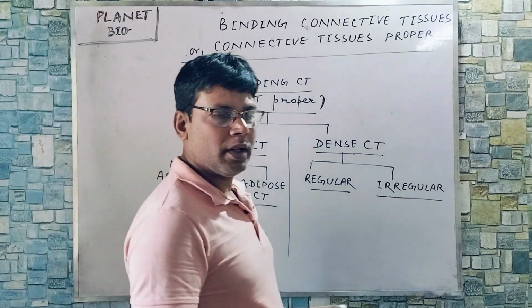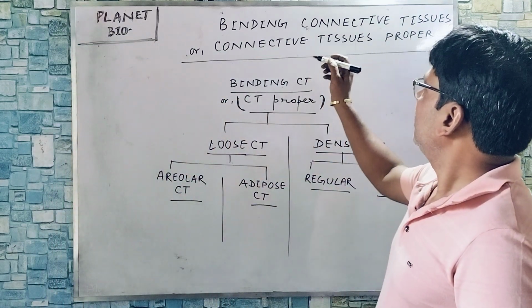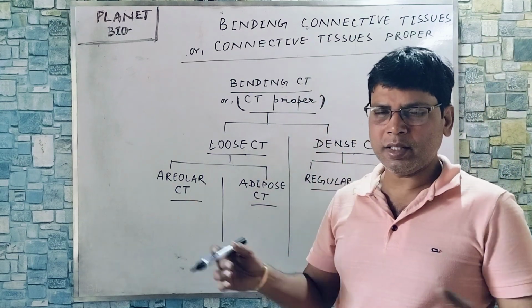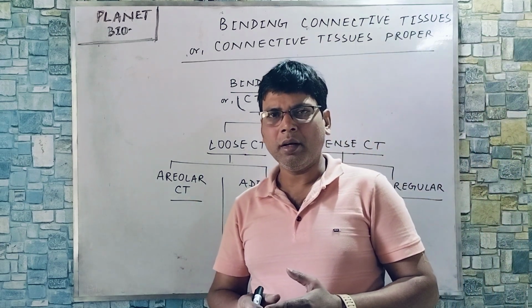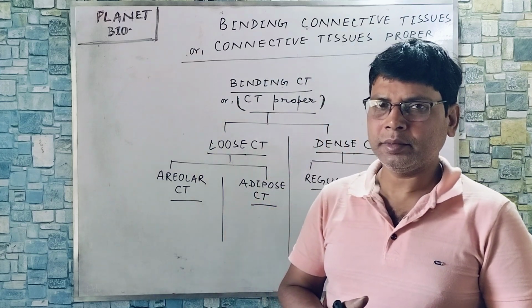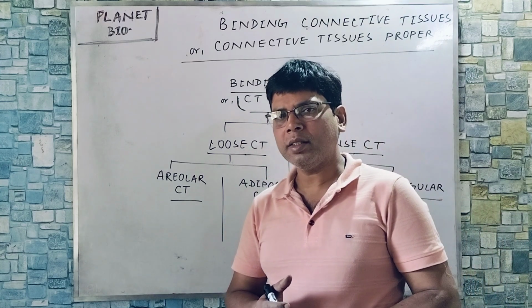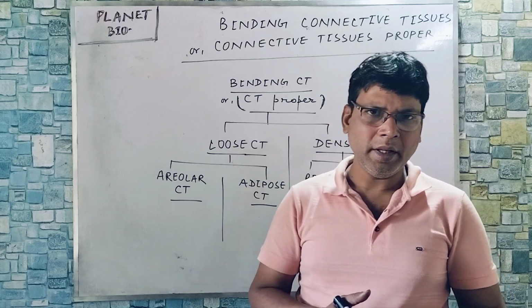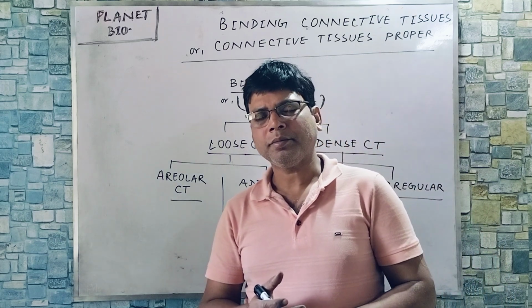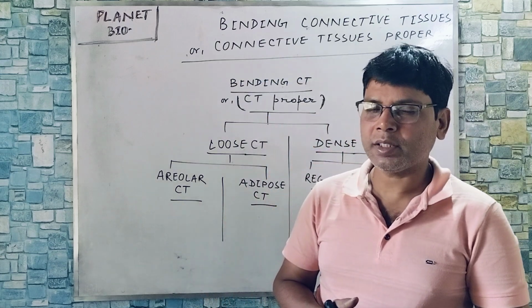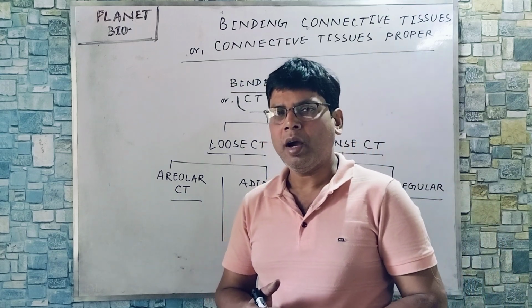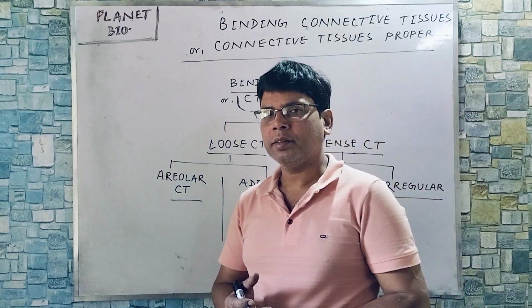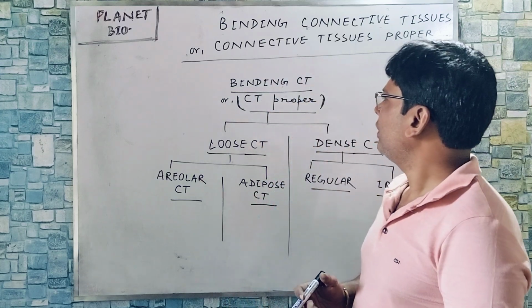Connective tissues we have studied up to areolar and adipose connective tissue. Just a recap. Connective tissues are those tissues which have scattered cells and a large amount of matrix, and you can find cells like plasma cells, adipose cells, fibroblasts, the main cells, after that mast cells, and then histiocytes.